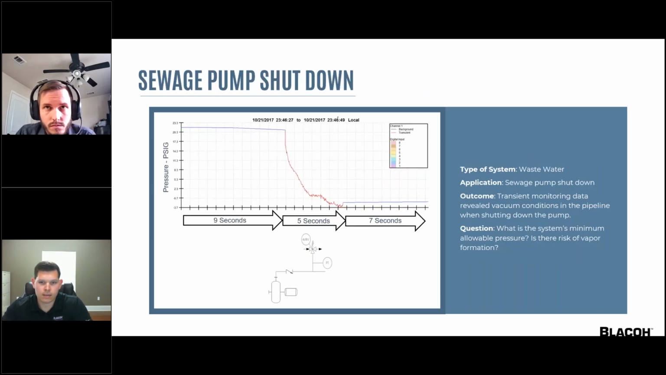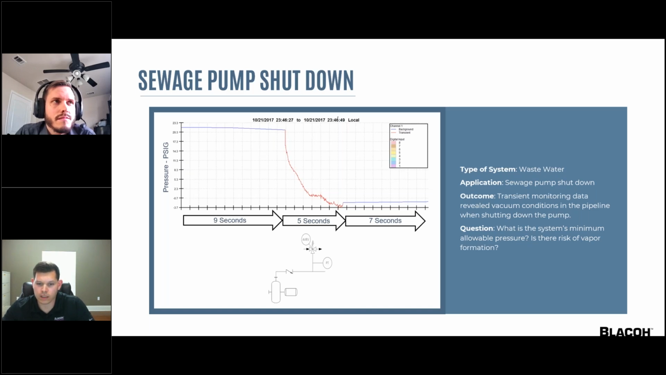This example is a sewage or wastewater pump shutdown. We're looking at the pressure downstream of the check valve here. This sensor is installed on the combination air release/vacuum valve. And the data here is showing a low steady state discharge pressure. So we're just above 20 PSI. And when the pump turns off, the system goes negative. So this pressure drops fairly quickly and the system stays below 0 PSI.